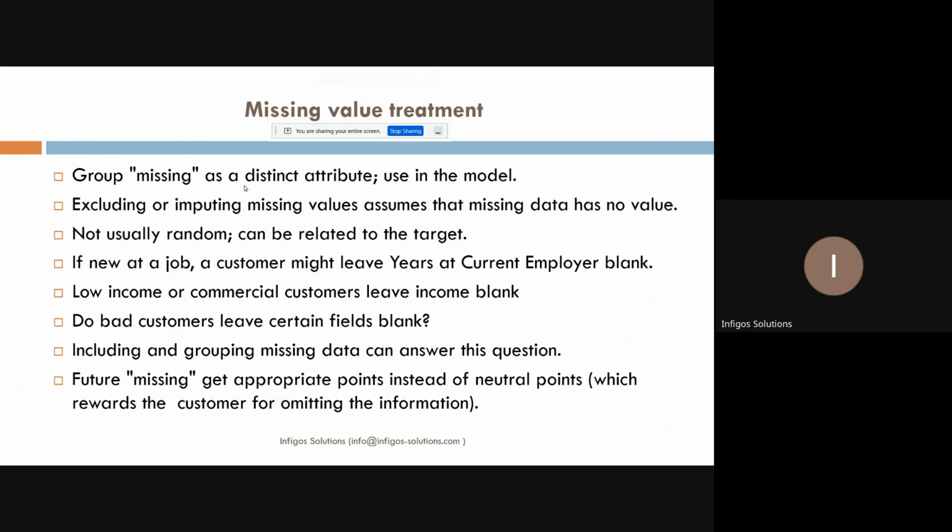Then we have missing value treatment. Missing values could be random, or unintentional, or related to the default rate. So there are three kinds of missing values. Depending upon what kind it is, you will decide whether to just impute, create a missing value indicator, or do something else.